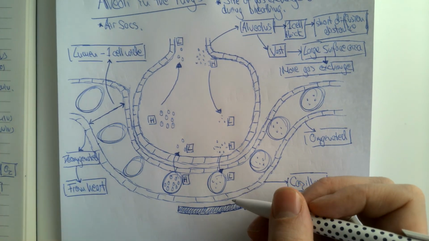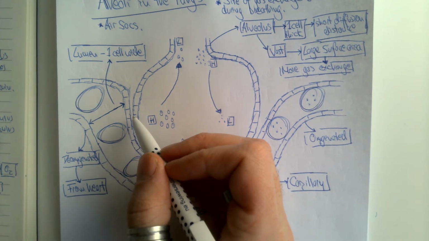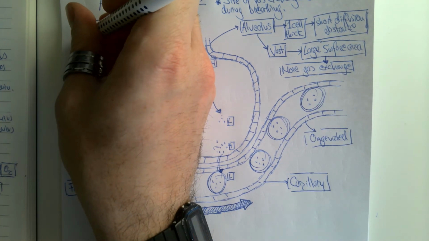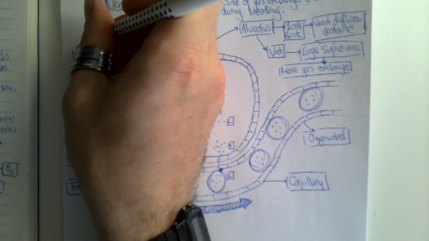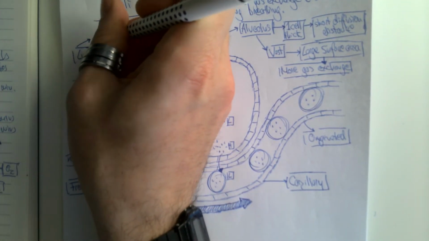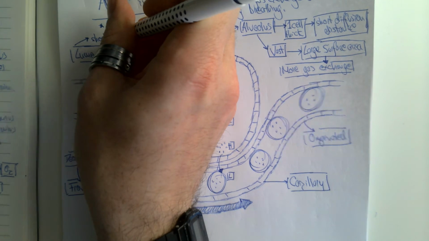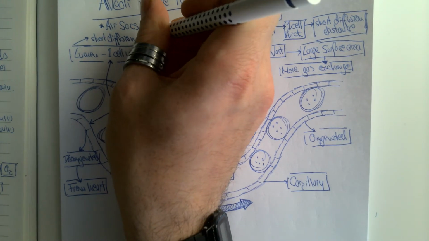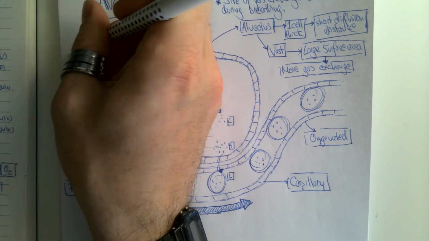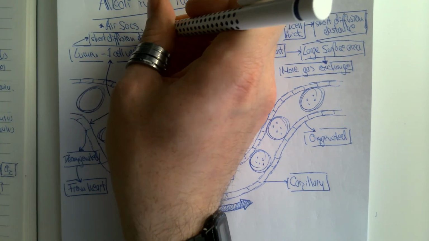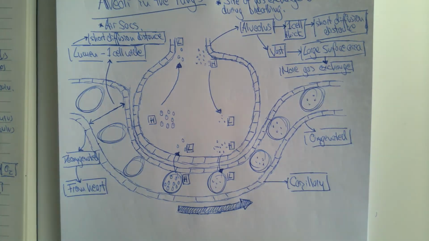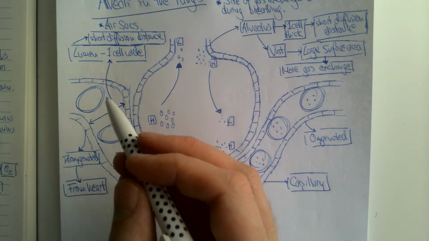And again, what this allows for is a short diffusion distance between blood and the lungs. So that means that the oxygen and carbon dioxide don't have as far to travel, so they can do it more quickly, and that gas exchange can occur more quickly. Okay, so it's one cell wide.